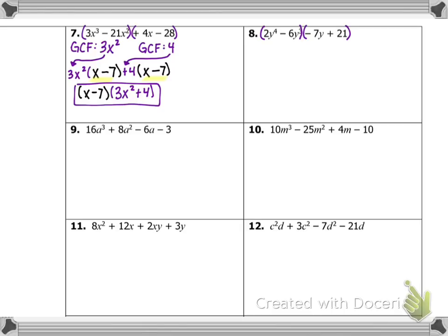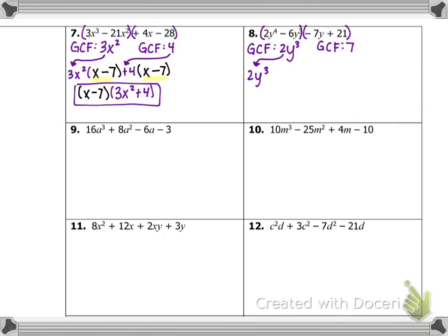Okay, number 8. We're going to take the GCF of the first two. So 2 and 6 have a 2 in common. And then we have y to the 4th and y to the 3rd. Our smallest exponent for these two variables is y to the 3rd. So that's my GCF. And then my GCF here is 7. So I'm going to take out a 7.